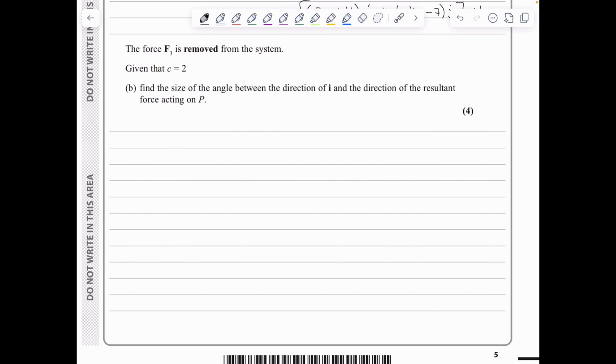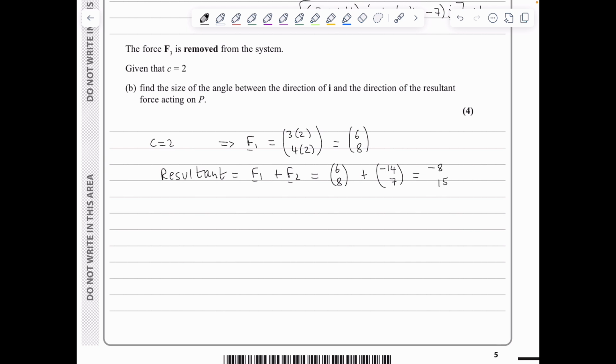So the first thing to do is use the fact that C is 2 to find F1. It's going to be 3 times 2 for the i component and 4 times 2 for the j component. This gives me 6, 8. This is F1, and the resultant is simply the sum of F1 and F2. This is because F3 has been removed, so I'm going to be doing F1 plus F2, which is equal to 6, 8 plus negative 14, 7, which gives an answer of negative 8, 15.